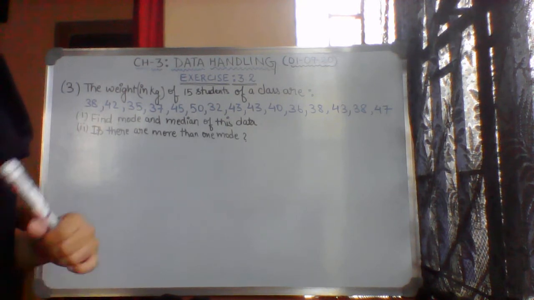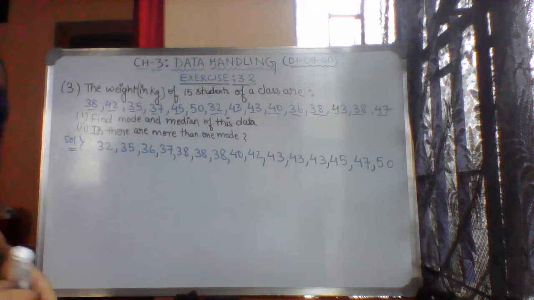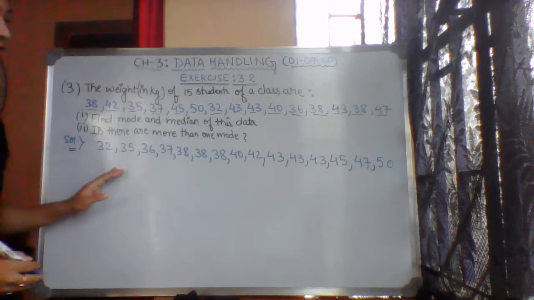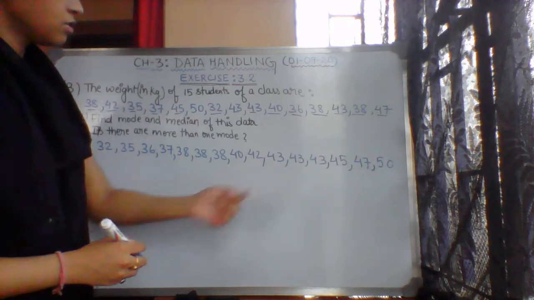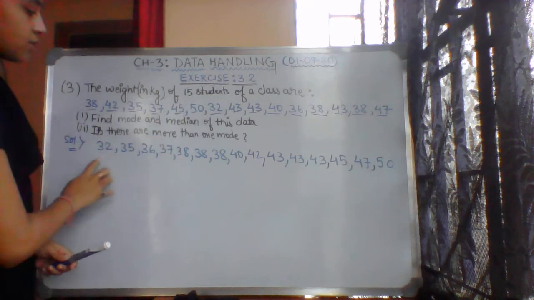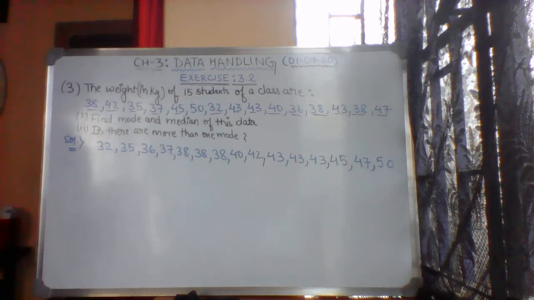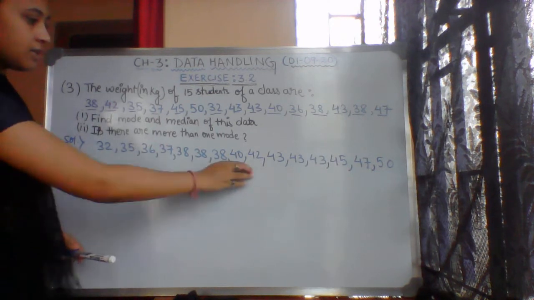All of you pause the video and do it, and then cross check with my answer. Once you check, verify that you have arranged correctly, that you have written all the observations, and count that the weights of 15 students are there. Okay, so this will be our arrangement. I have done it in increasing order.